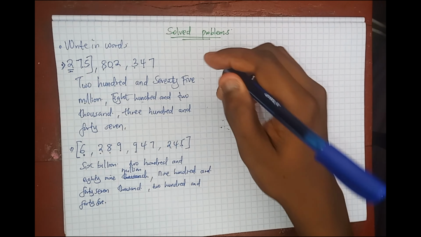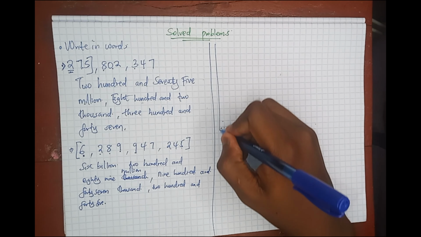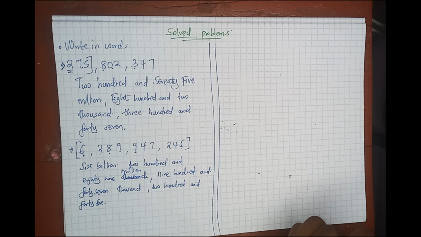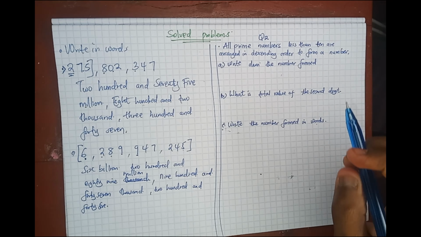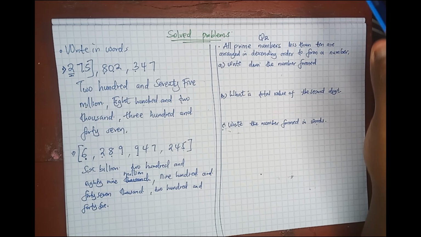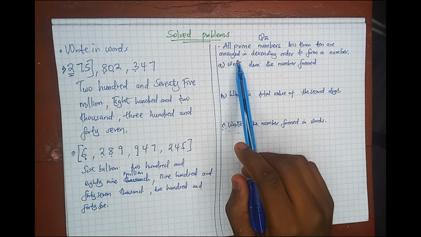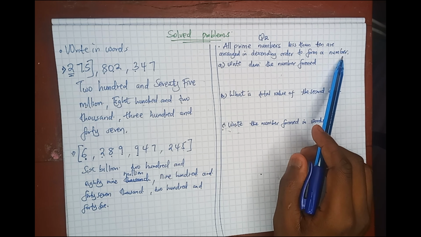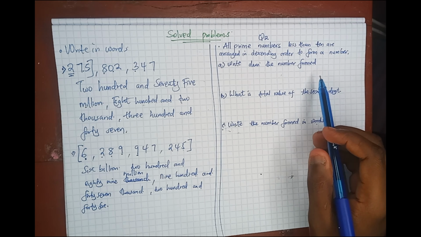So I'm going to introduce a concept inaitwa word problems. So here's a very common one. So we have a second question. So all prime numbers less than 10 are arranged in descending order to form a number. So write down the number formed.